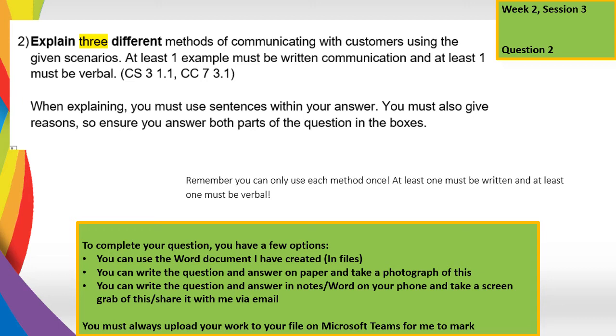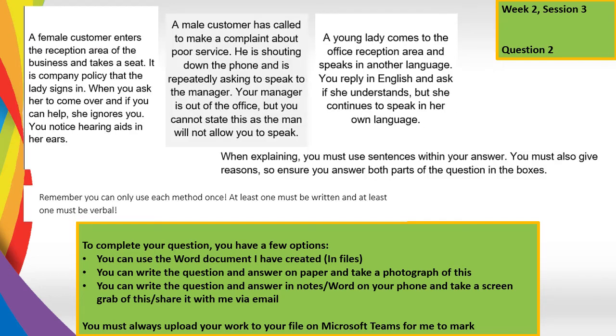So your scenarios here are different to the ones that I've looked at, so I'd like you to think about the answers before starting. You've got a female customer who enters the reception area of the business and takes a seat. It's company policy that she must sign in. When you ask her to come over, and if you can help, she ignores you. You notice that she's got hearing aids in her ears. So what can you do to ensure that she is able to communicate effectively with you?